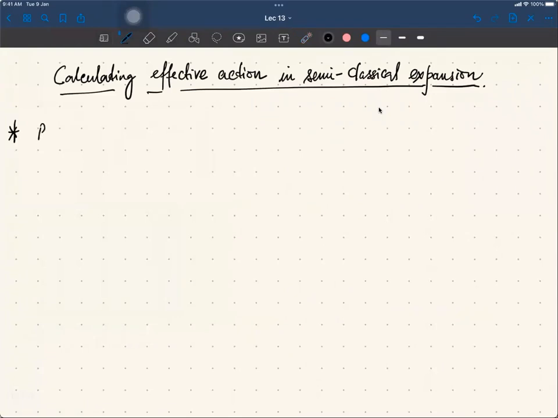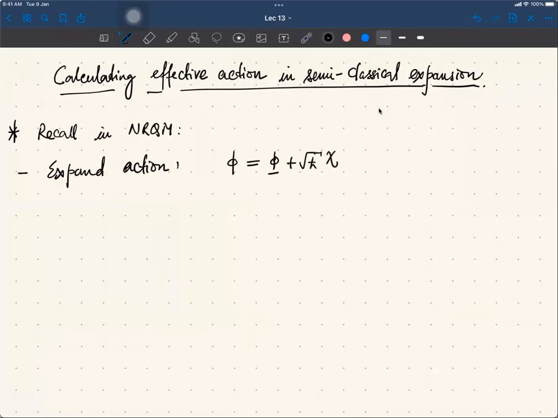So recall, in non-relativistic quantum mechanics, what we did is to expand the action around the classical solution in a specific manner. First, we define the fluctuation: phi lower bar plus root h bar times chi. Phi lower bar is the solution and chi is the fluctuation, and then write the Taylor expansion of S(phi, J), because that's the object with which we define the generating functional, and expand in powers of chi. So this will be the first term.